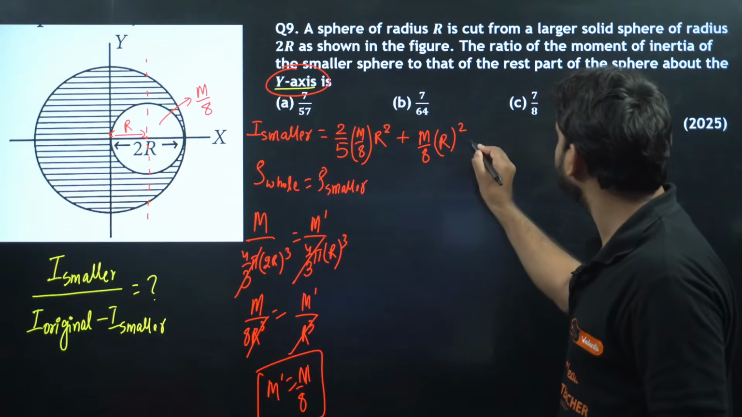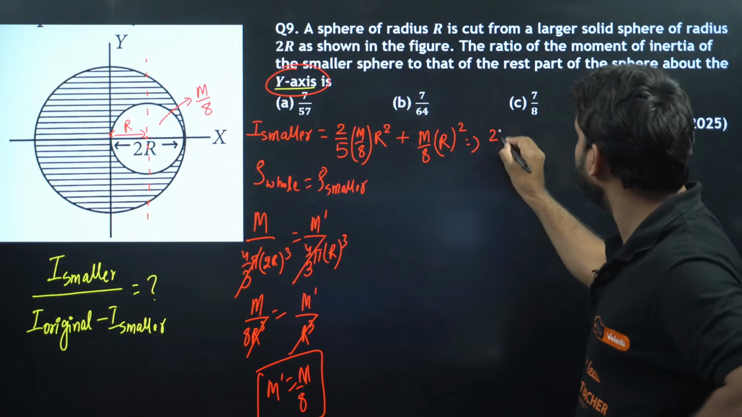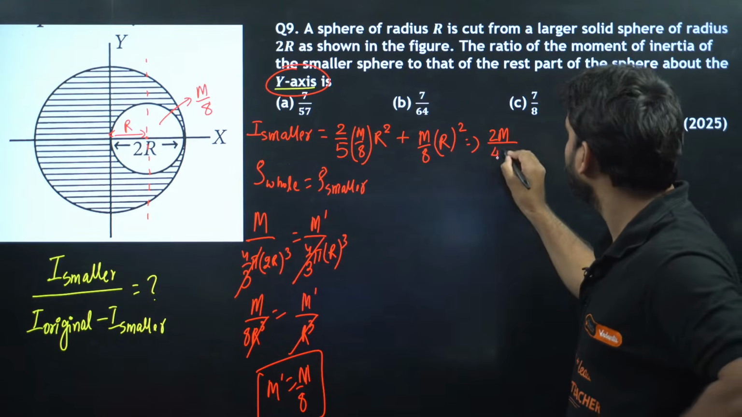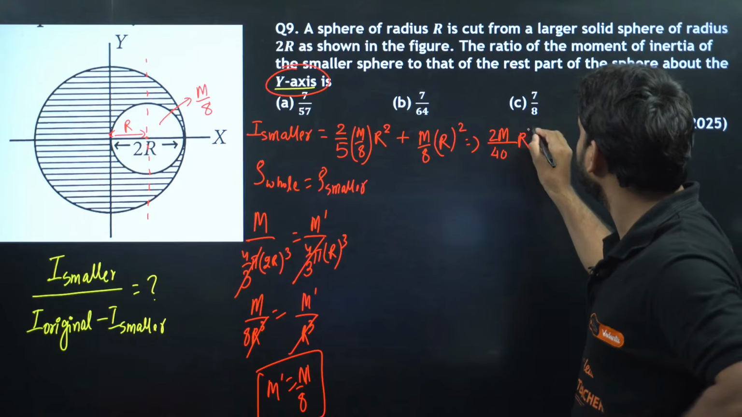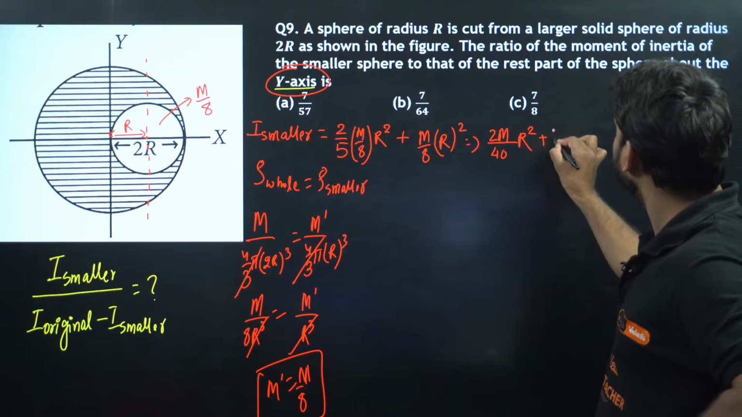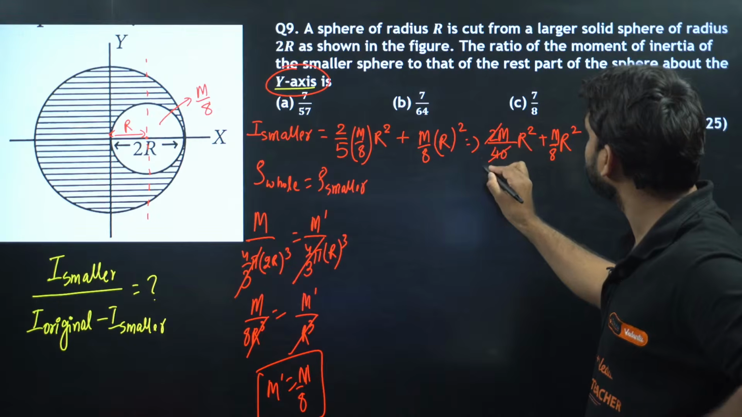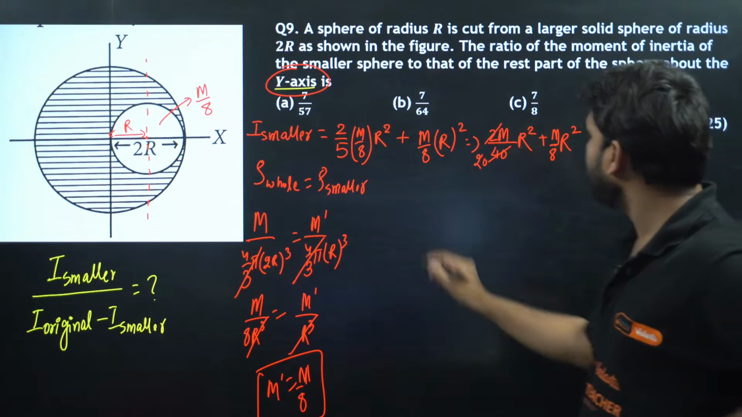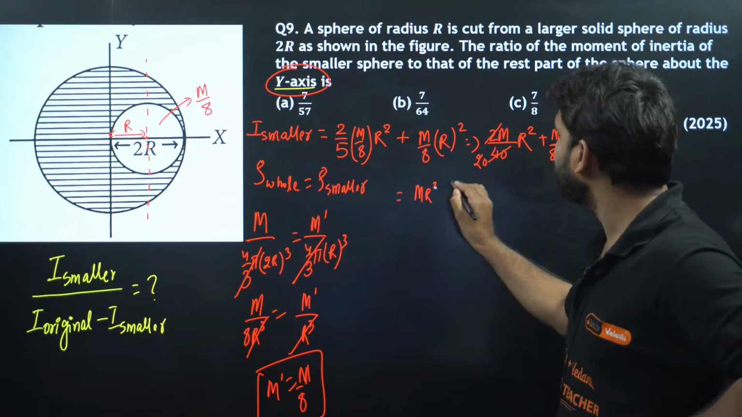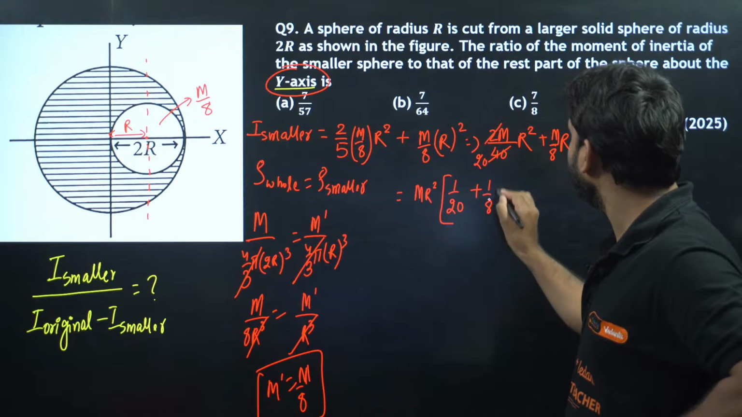So after solving this, let's solve here. So this is 2m divided by 8, this is 8 5 is 40, and this is r square. 2 by 8 5 is 40, mr square, plus this is m by 8 r square. So this will cancel here, 20. So after solving this, can we take here mr square common? So by taking mr square common, we are getting here 1 by 20 plus 1 by 8.